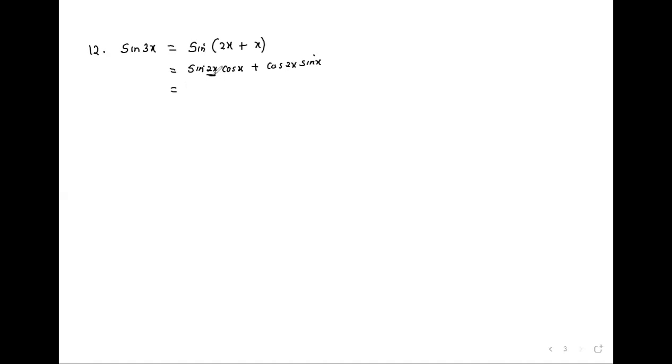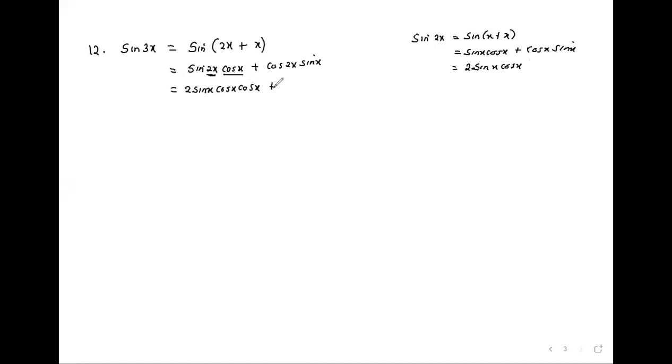So we again expand. What is sine 2x? It's the same as sine of x plus x, giving us sine x cos x plus cos x sine x. These are the same, so you can add them. The sine 2x will bring in 2 sine x cos x multiplied by this cos x.